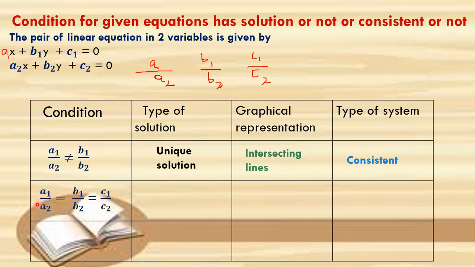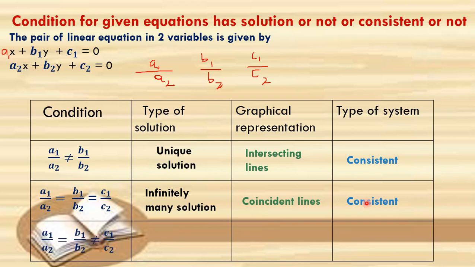Similarly, when we get that a1 upon a2 is equal to b1 upon b2, and this ratio is again equal to c1 upon c2, that means all three ratios are the same. So again we can say the equations have infinitely many solutions, and we get coincident lines, that means only one line represents both the equations, and again the equations are consistent.